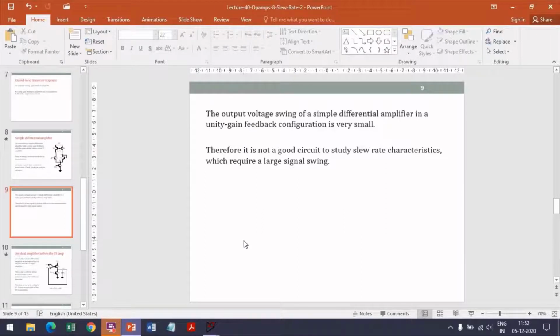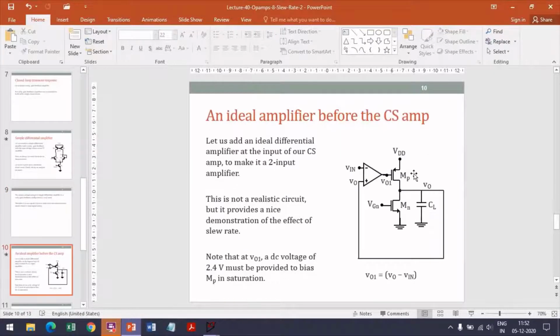So what we need to do is build a differential amplifier from our amplifier, and what we do is this: we introduce a unity gain differential amplifier before our common source amplifier to make it two inputs, and this we'll treat as ideal. So this is an ideal amplifier which has two inputs and an output, and the output is simply equal to the difference between the two inputs with a gain of 1. This is not a realistic circuit because we are assuming this to be an ideal amplifier.